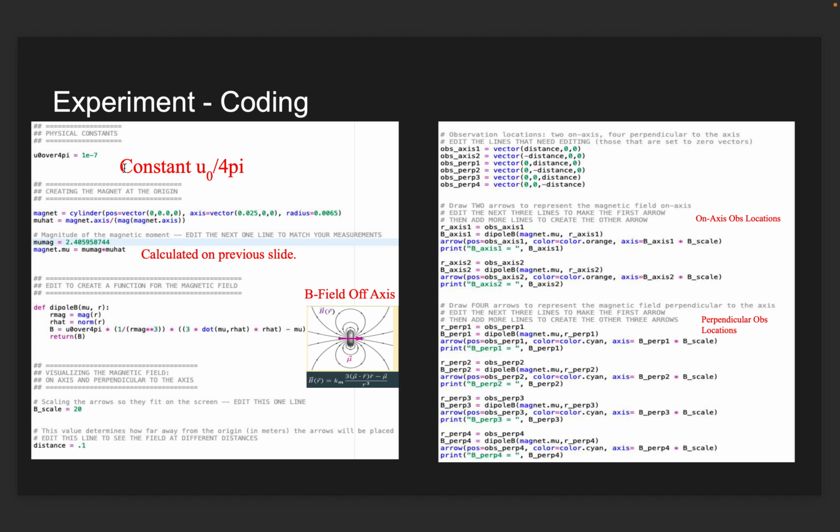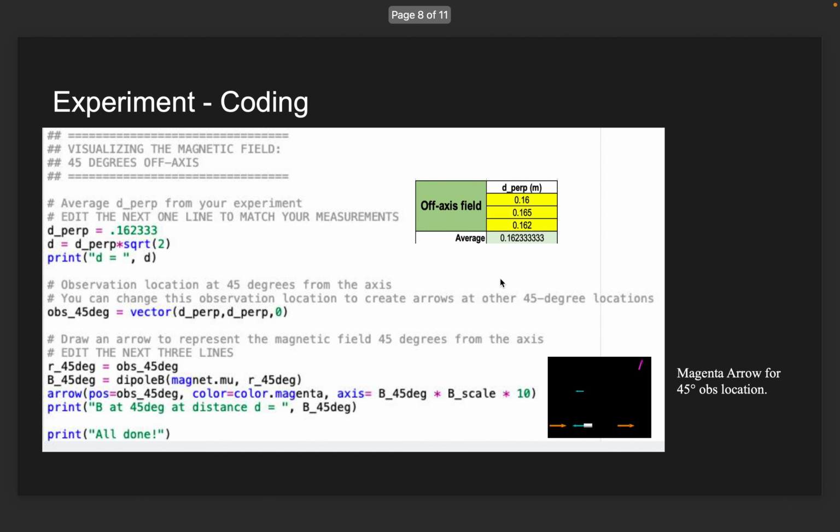So in my coding, we have our constant set here. We use our mu mag, which we just calculated in the previous slide, and we defined our dipole moment function right here for a B field off axis. This is us initializing our observation locations and then actually getting the arrows for the magnetic fields at those observation locations. Finally, we needed the magnetic field for our off-axis observation location, so we used our d perp average distance, and we got our magnetic field at that location.